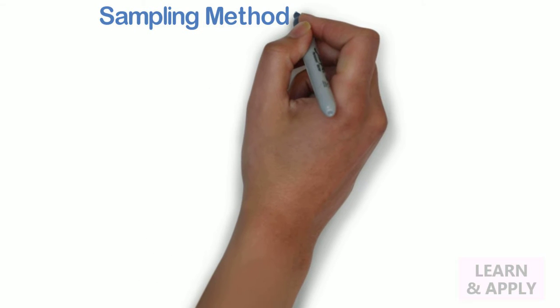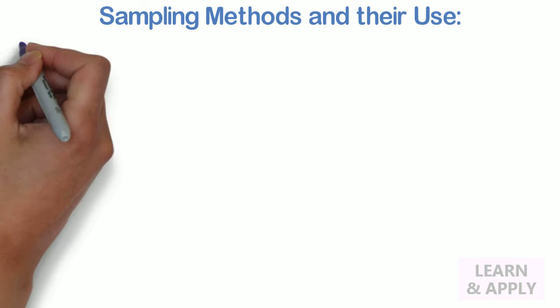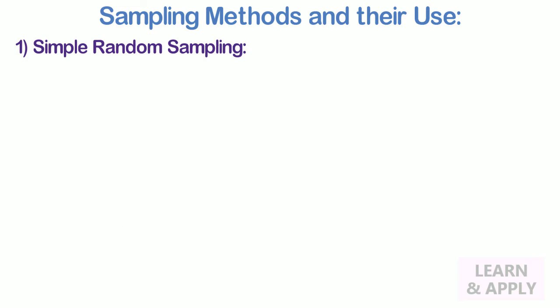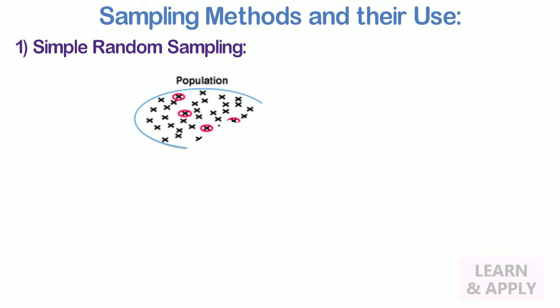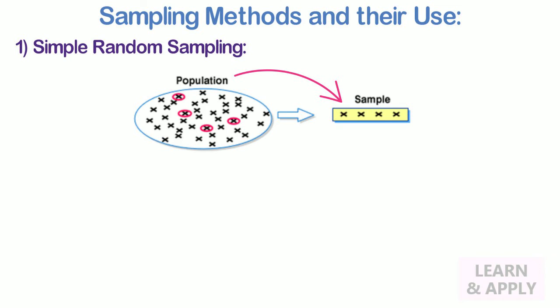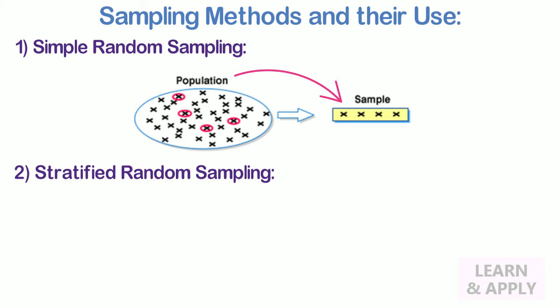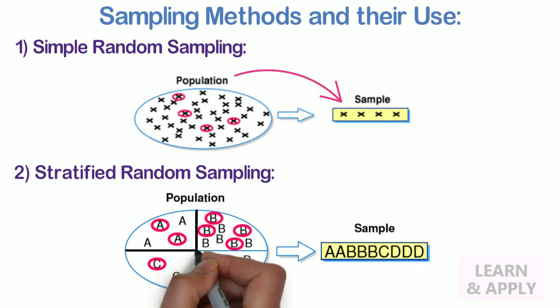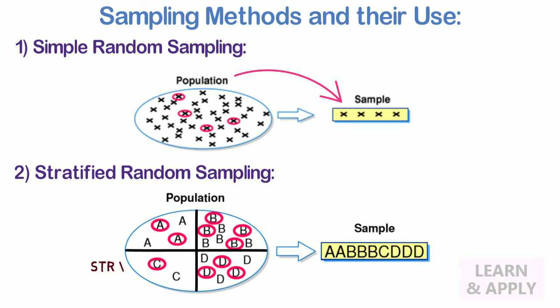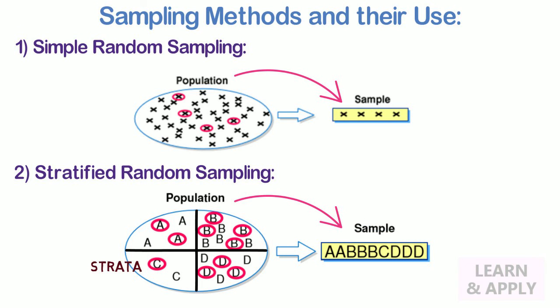Sampling methods and their use. There are 4 types of sampling methods used to collect samples. 1. Simple random sampling. In this method of sampling, each individual is chosen entirely by chance and each member of the population has an equal chance of being selected. 2. Stratified random sampling. In this method, the population is first divided into subgroups, also called as strata, who all share a similar characteristic. It is used when we might reasonably expect the measurement of interest to vary between the different subgroups.